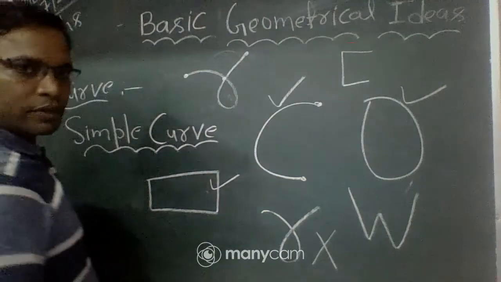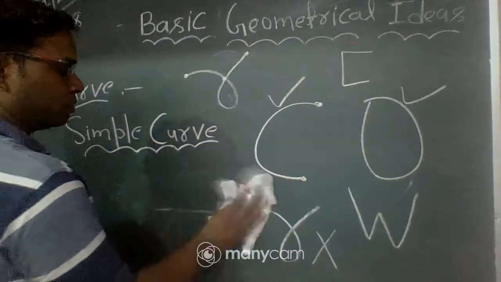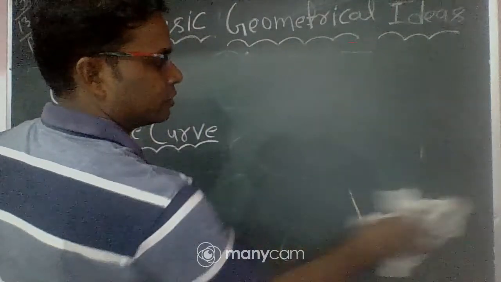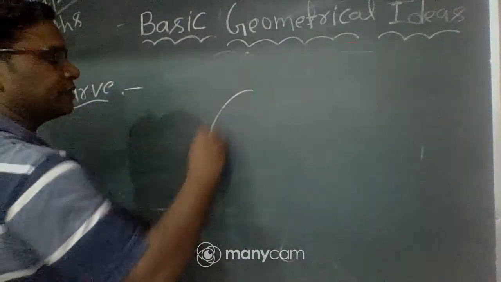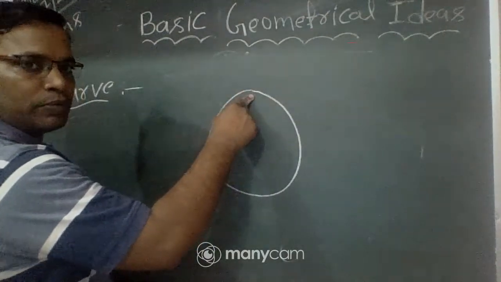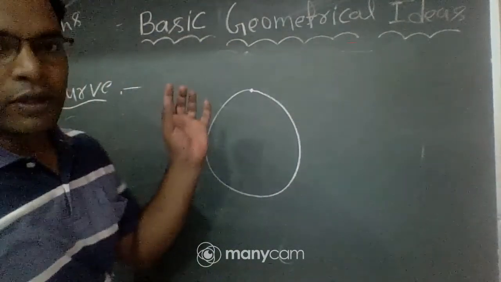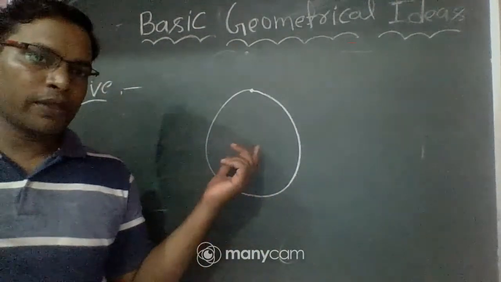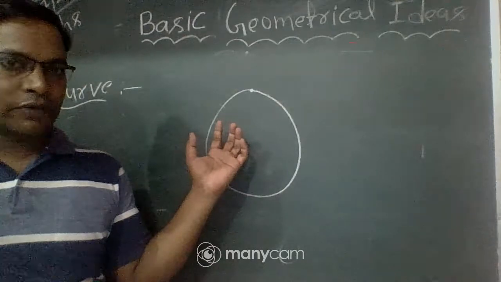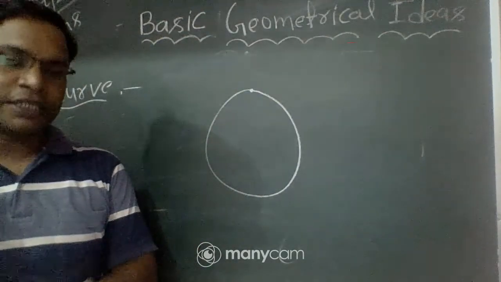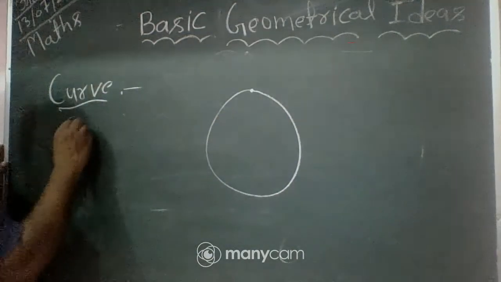Now we are going to explain what a simple closed curve is. For a simple closed curve, you can see the beginning point and end point are the same, they coincide. This is a closed figure, a closed curve. And this is also simple because this closed curve does not intersect or cross itself. This is a simple closed curve.